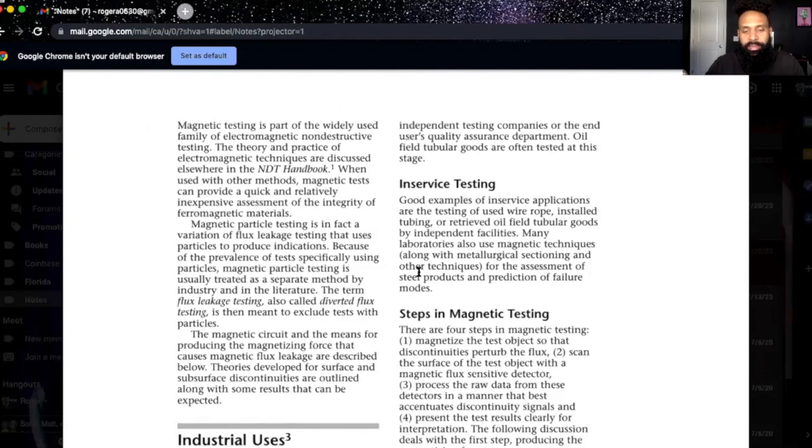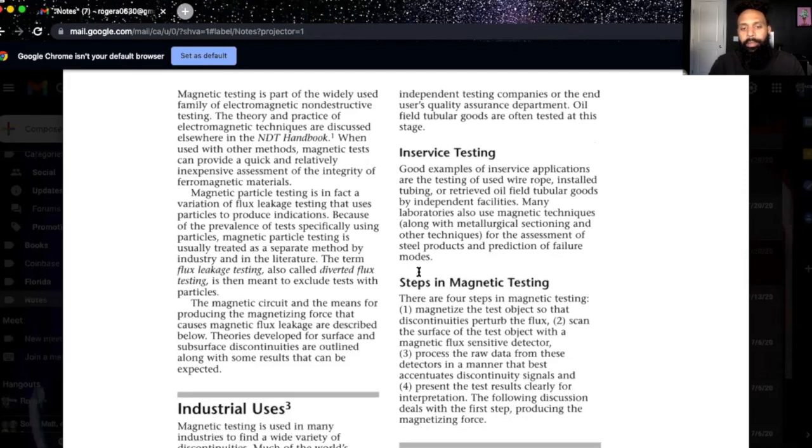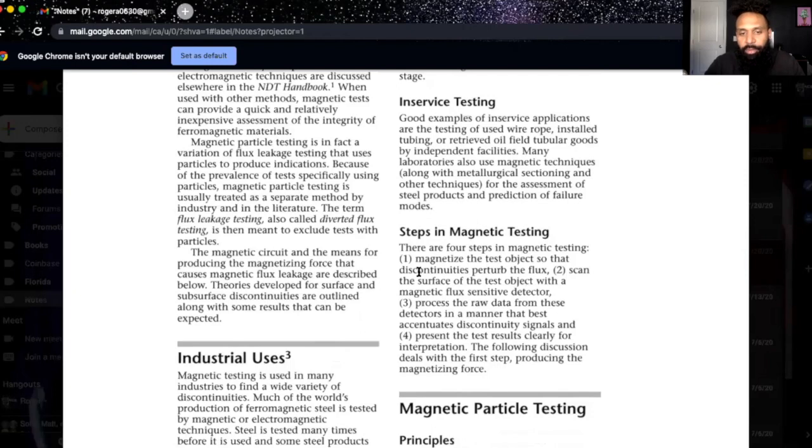Steps in magnetic testing. There are 4 steps in magnetic testing. 1. Magnetize the test object so that discontinuities perturb the flux. 2. Scan the surface of the test object with a magnetic flux sensitive detector. 3. Process the raw data from these detectors in a manner that best accentuates discontinuity signals. And 4. Present the test results clearly for interpretation. The following discussion deals with the first step, producing the magnetizing force.